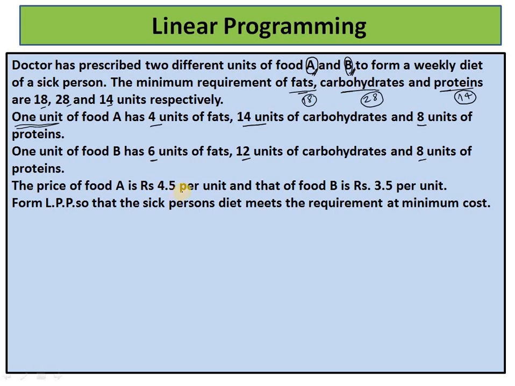Now food A is costing him 4.5 rupees per unit and food B is costing him 3.5 rupees per unit. Right? Now that poor sick person has to have a diet which will be having minimum cost. He needs minimum cost, he does not have much money. Understood? So this question given in the paragraph, we will make a table.